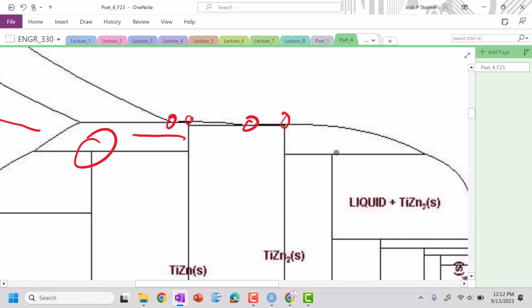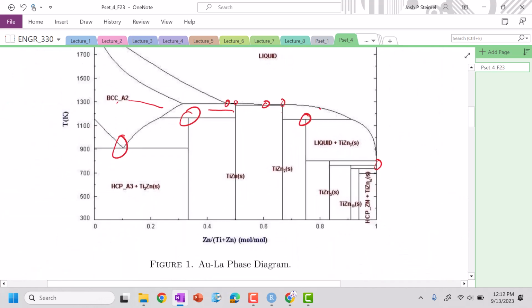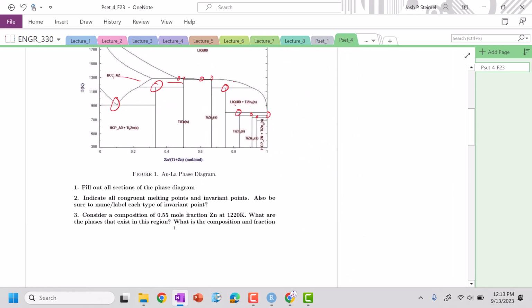That's a congruent melting point. Here, solid plus liquid to a new solid, that's going to be peritectic. Liquid plus solid to a new solid, peritectic. This is going to be a solid here. This could be a peritectoid. And solid here, so that could be another peritectoid as well. So those are your invariant points.